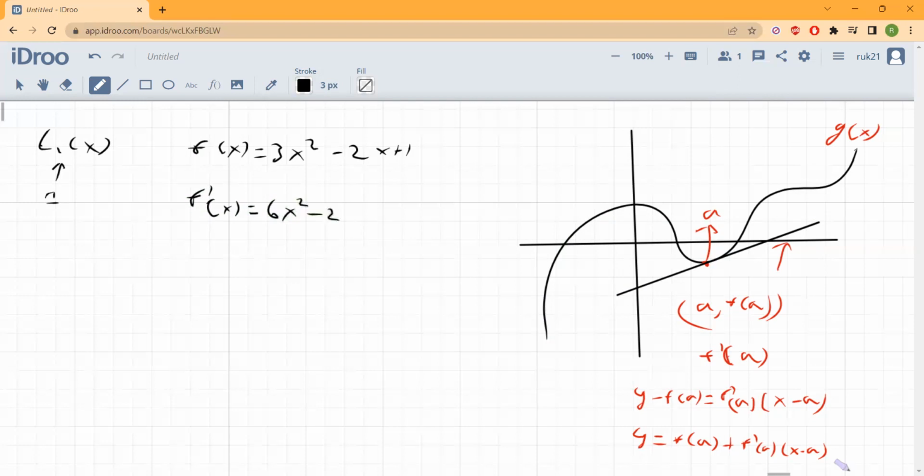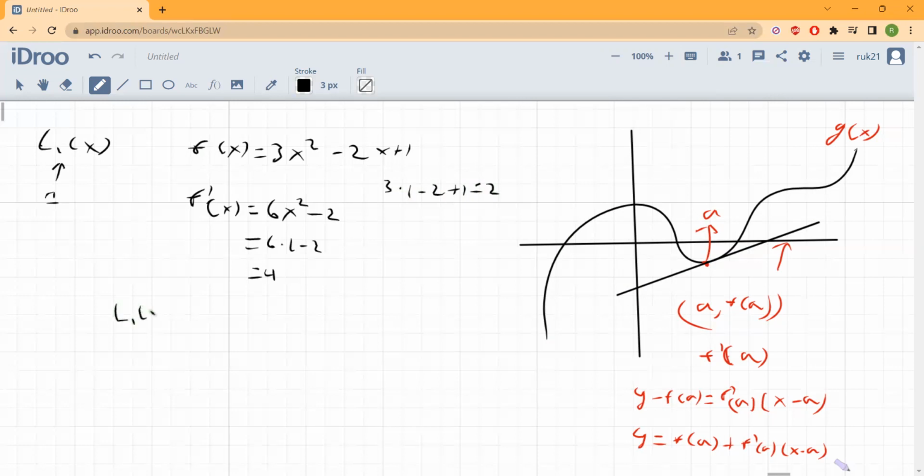minus 2. And then to find it at 1, because that's where we're trying to find the linearization, we plug in 1, so we get 6 times 1 minus 2, which equals 4. And if we get 4, we can then find the rest of it. The only real information we need is our f at A. So if we plug 1 into our function, we get 3 times 1 minus 2 plus 1, and that gives us 2. So 3 minus 2 plus 1 is 2. Perfect. And now we have all the information we need.